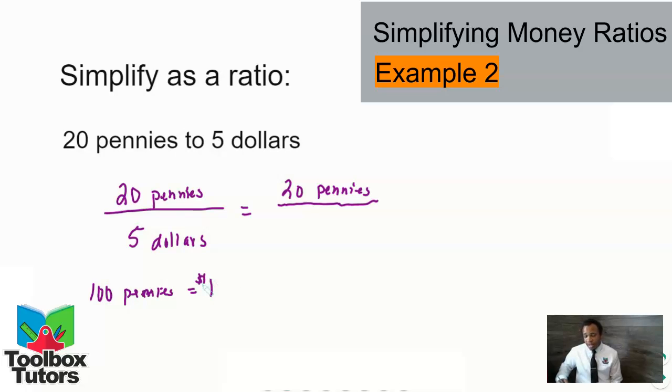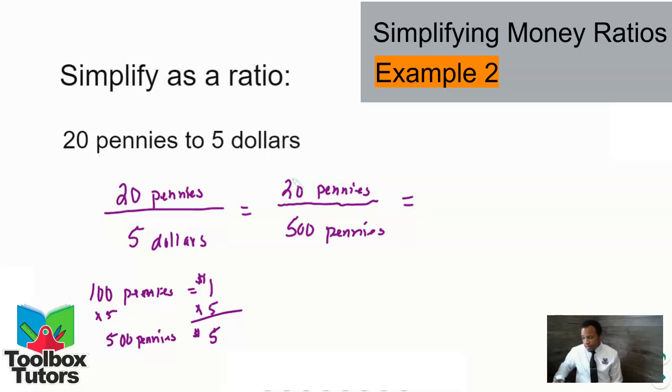So now if we need to know how many pennies it takes to make $5, if we multiply 1 by 5, that would give us $5. So now we can actually do the same with the pennies. If we multiply pennies times 5, that gives us 500 pennies. So here we have 500 pennies equals $5. So up under this 20 pennies, we can actually write 500 pennies. So now we have pennies over pennies.